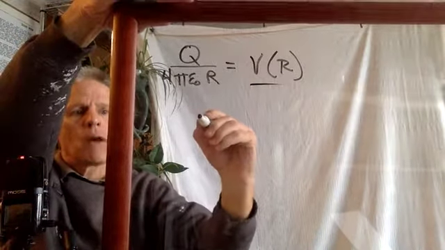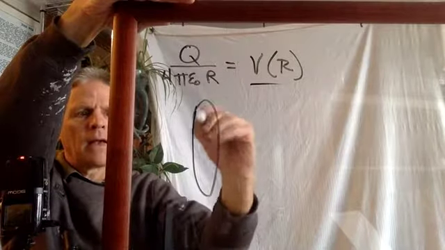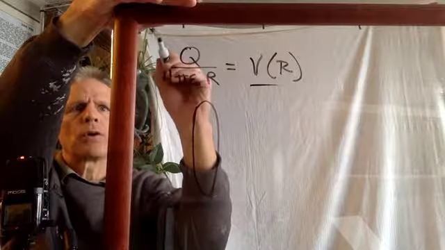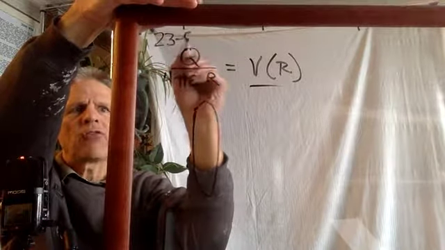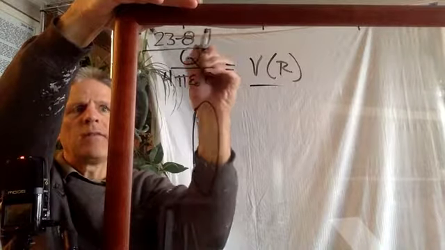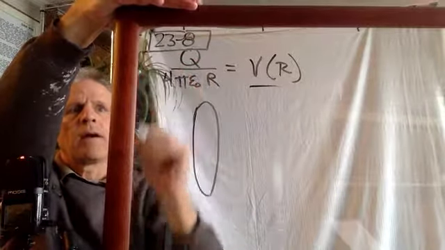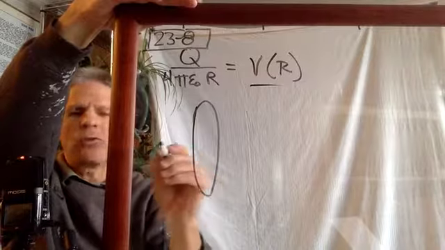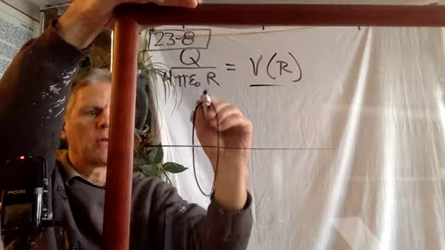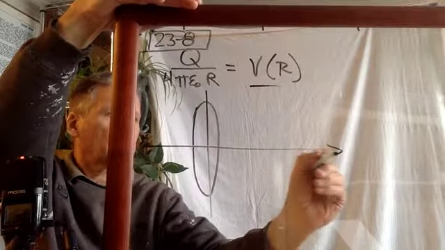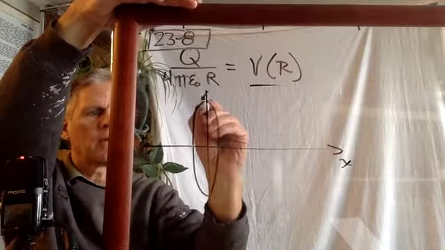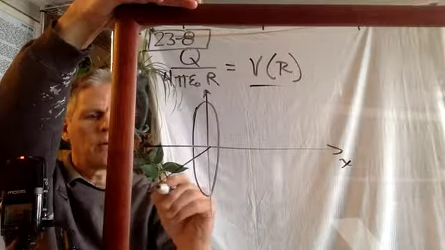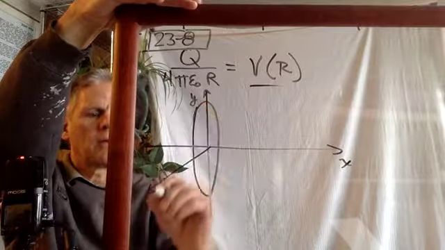Okay, so what if I have a charged ring? I believe in your book this is example 23-8. I am going to do it a different way than your book does, just so you see there's a different way to do it, so you can look at that as well. We'll use the same coordinate system that your book uses, but I am going to do something a little bit different.